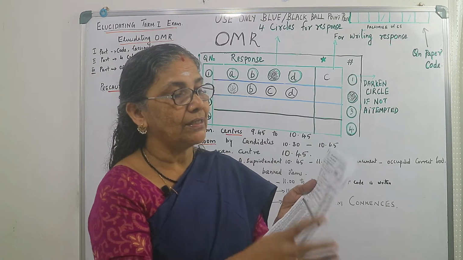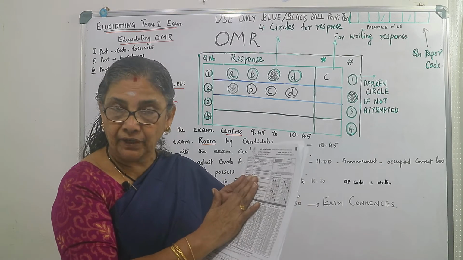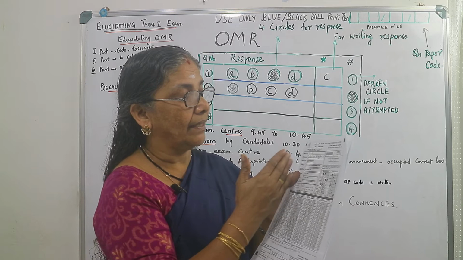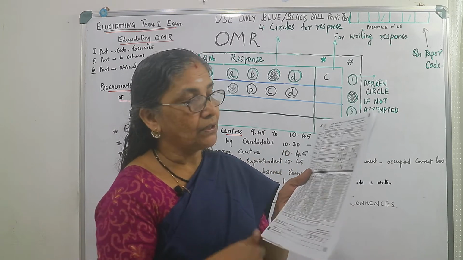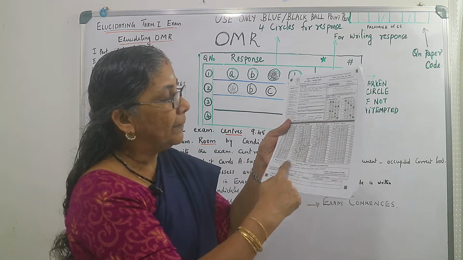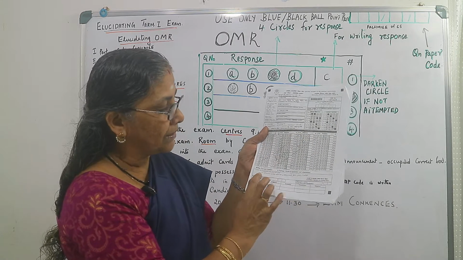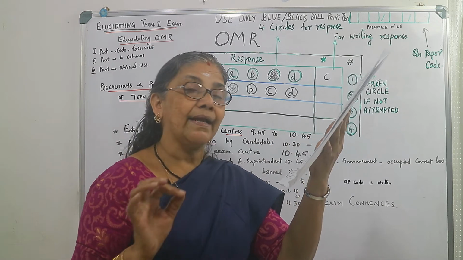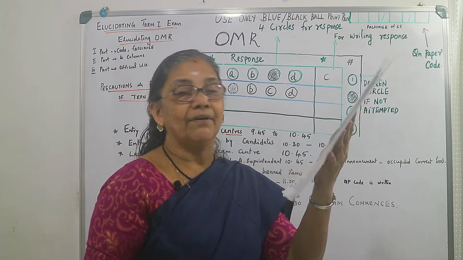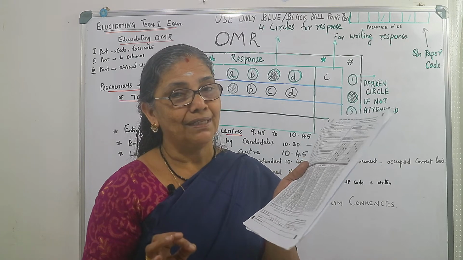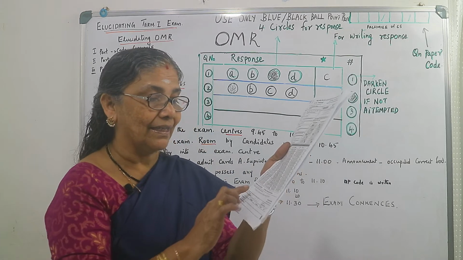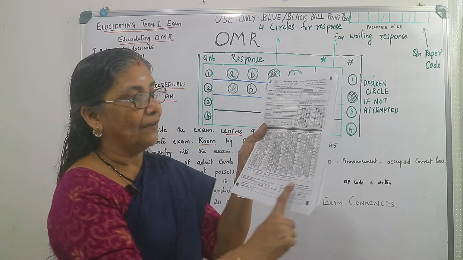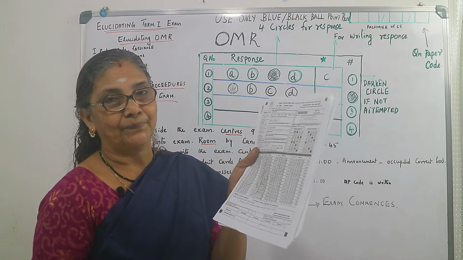What is the importance of this? It is already pre-filled when the children get it, so they have to check whether all details are given correctly. If all the details are correct, beneath these columns the children should write: I confirm that all particulars given above are correct. They have to write it in their own handwriting, and after that they have to give the signature.